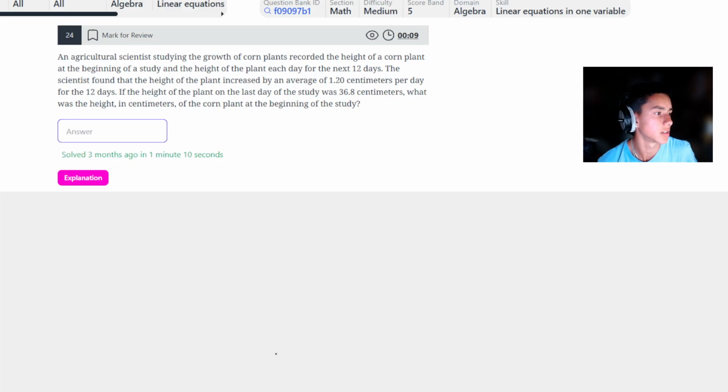Agricultural scientists studying the growth of plants, blah, blah, blah. Over 12 days, found the plant increased by an average of 1.2 centimeters per day. So 1.2, think of that instantly as slope. The height of the plant on the last day was 36.8 centimeters. The plant grew for 12 days and it was 36.8. So we're solving for the b. We have y, we have m, we have x. This is what we're solving for.